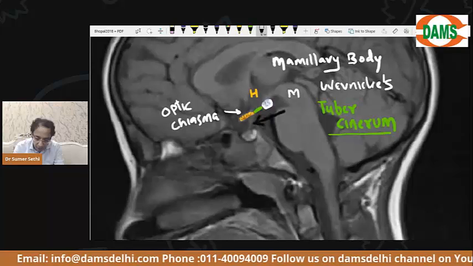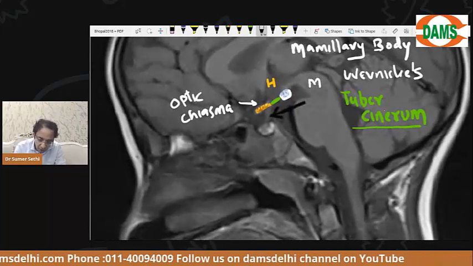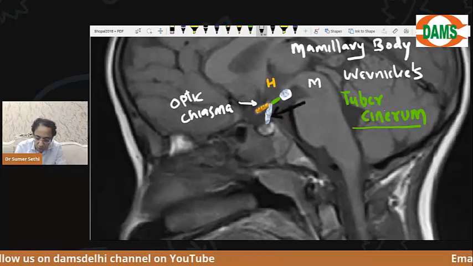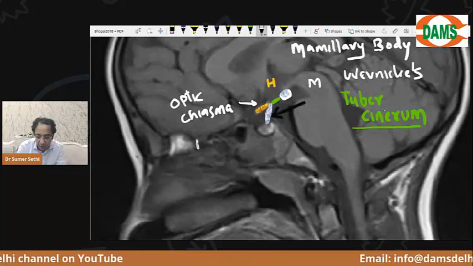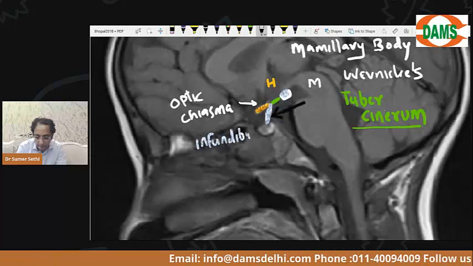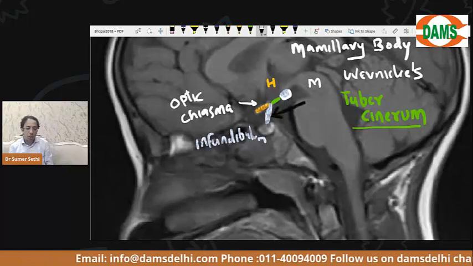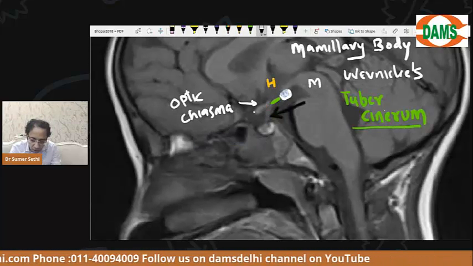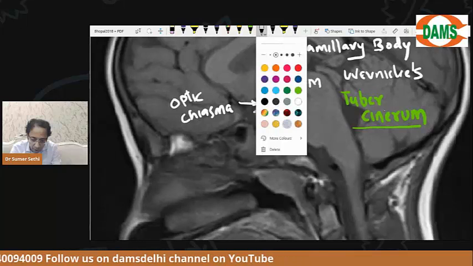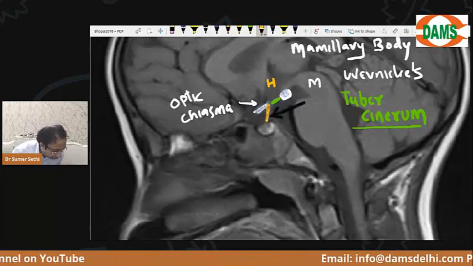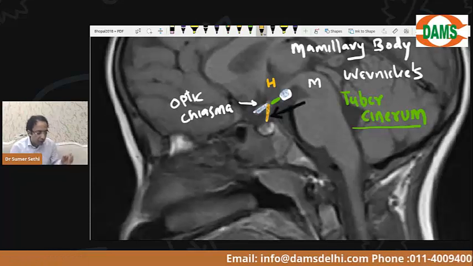Now, between the hypothalamus and the pituitary gland, you have a stalk here. This stalk is called the infundibulum. Are you clear with this or not? Should I repeat? Okay. So from posterior to anterior, this is how the anatomy is.